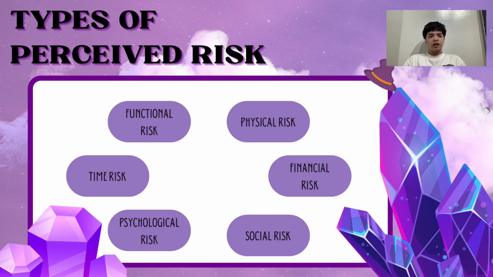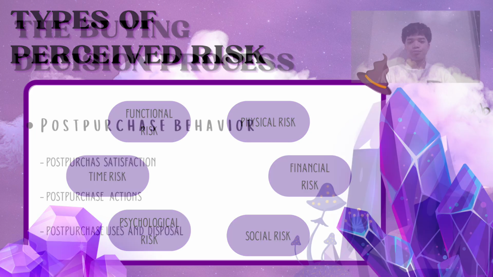Fifth is psychological risk, anxiety about how the purchase might affect self-image or mental well-being. And last is social risk, fear of social judgment and disapproval from others regarding the purchase. These risks impact how consumers evaluate products before making financial decisions.